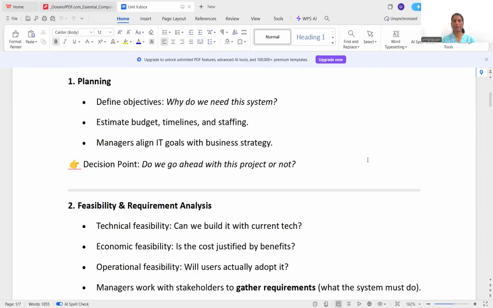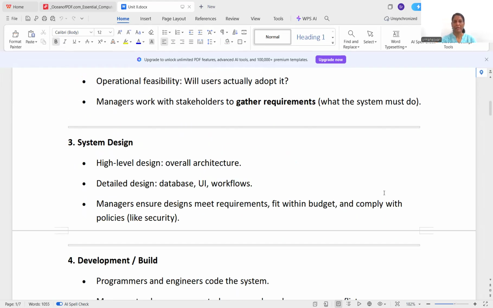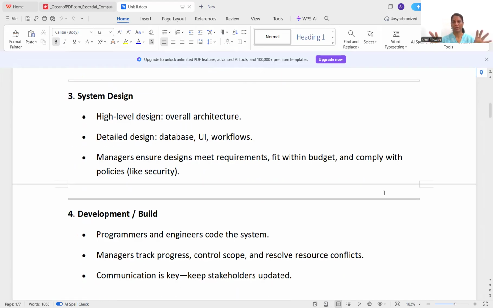Then feasibility and requirement analysis. In this analysis, technical feasibility, economic feasibility, and operational feasibility are required. For this, many managers connect with the stakeholders and gather the information. Then system design. System design is the overall architecture which provides a step-by-step process of how to work within the environment, the time, and the budget, because if they take more time for a single step, then it will affect the next process. That is also to be considered.